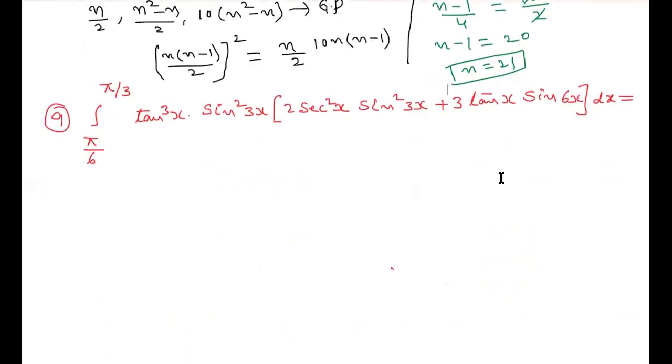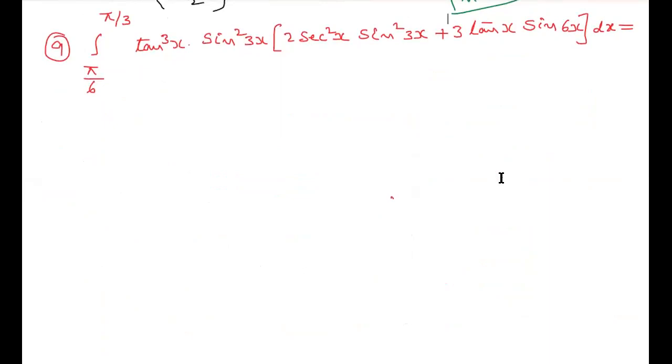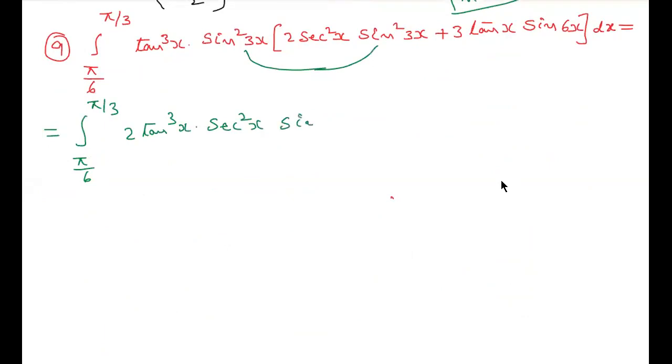Go to the next question. This is also an integration related problem. So this is also a lengthy problem. See, integration 5 by 6 to 5 by 3. So multiply the terms. What happened? 2 into tan cube x into secant square x into sine square 3x, sine square 3x. This is sine power 4 3x plus. Now multiply these two.